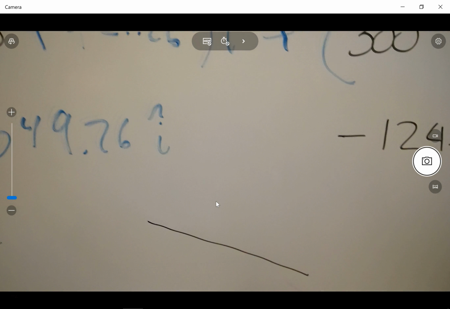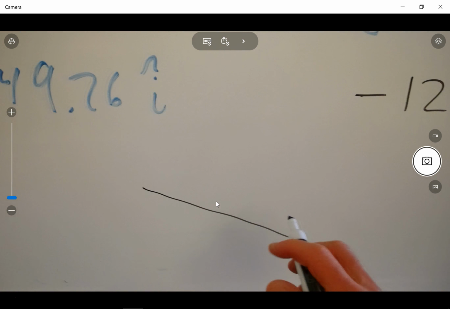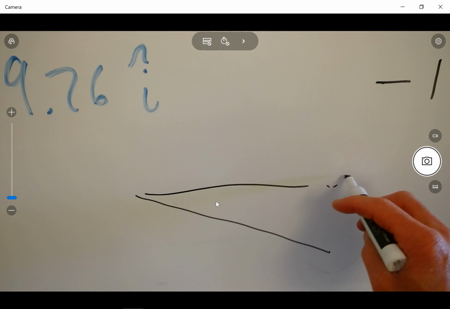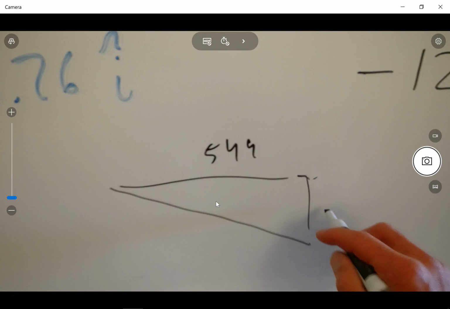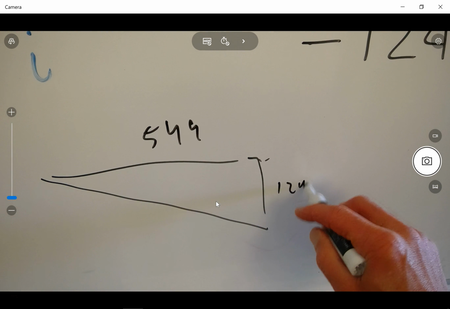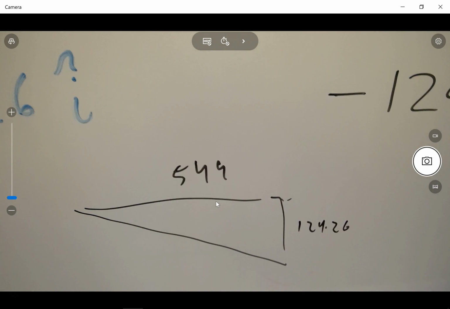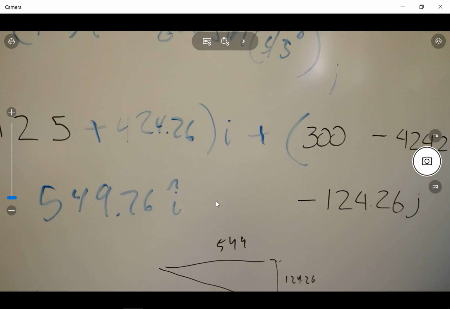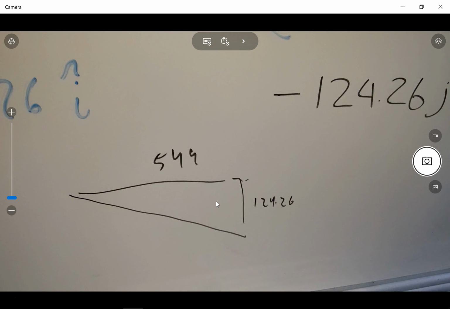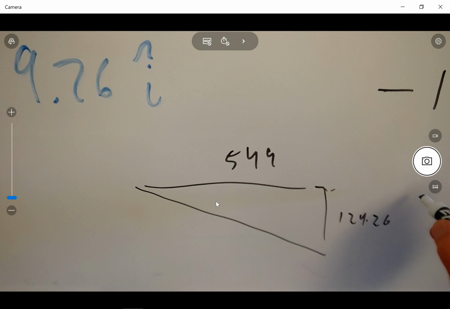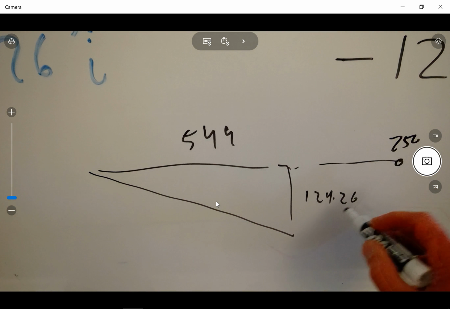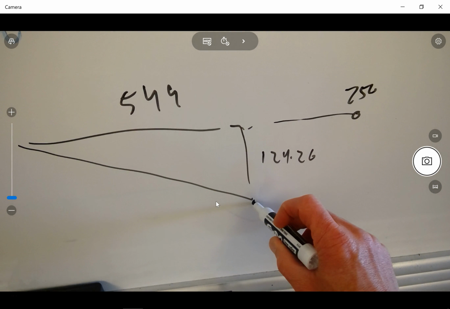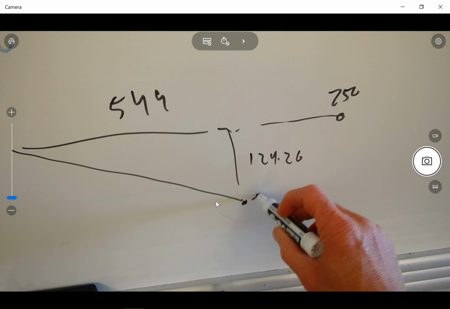It's kind of helpful to draw these things. Drawing pictures is always a good idea. So you've got an x-axis of 549 and a y going down of 124.26, whatever, right? And what they're telling you is you've got to find an extra vector now that's going to take you all the way to 750 going right over here, right? So you have to have something here at 750. So you need to find a vector that's going to go from here, like when you add it to the end of that thing, to here.